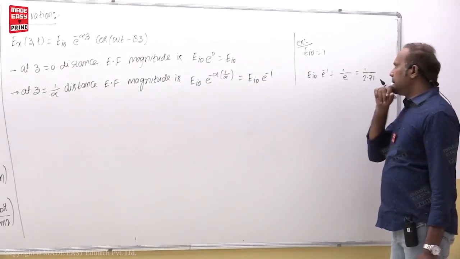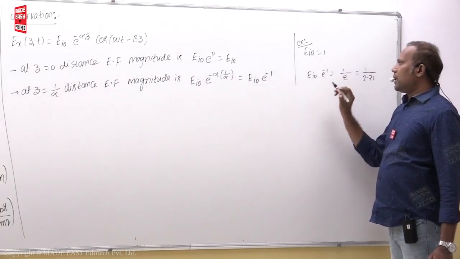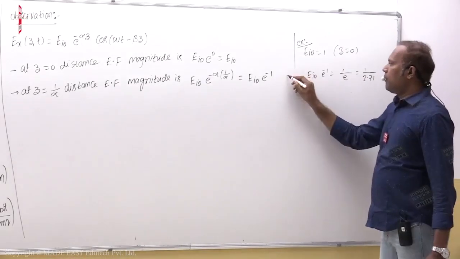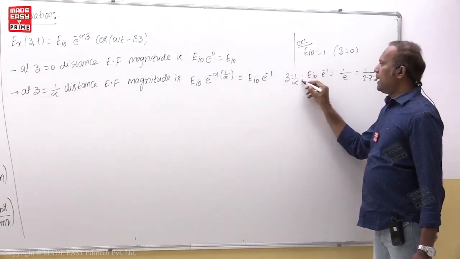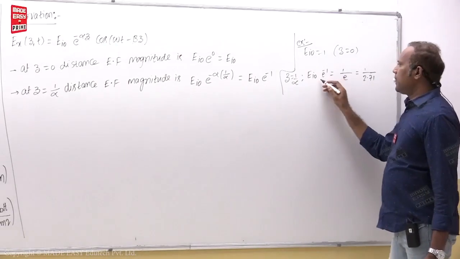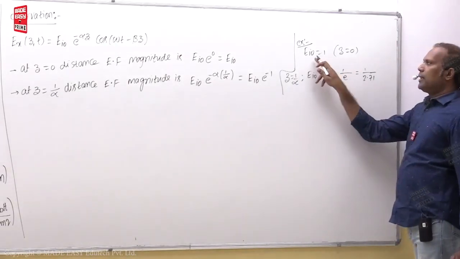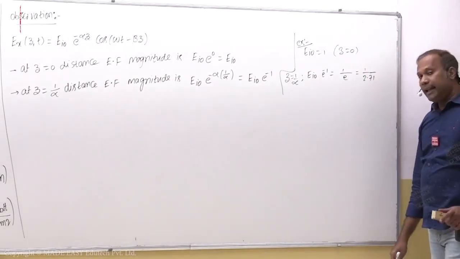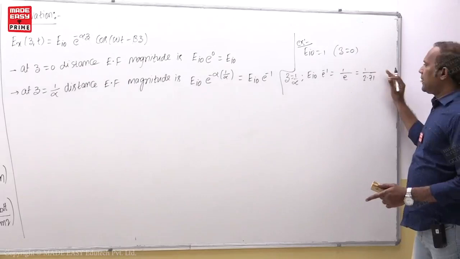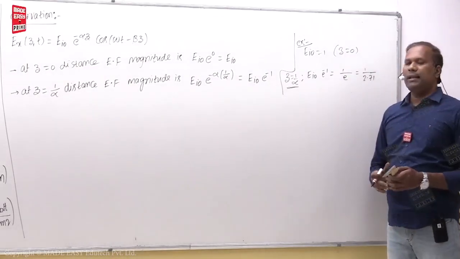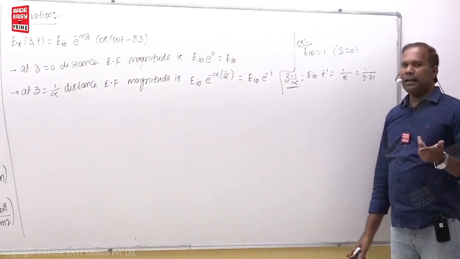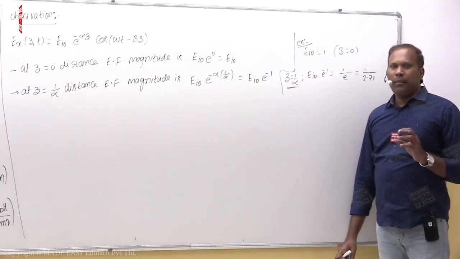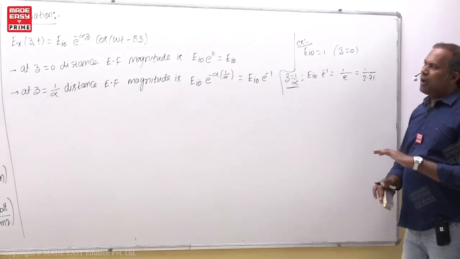So, dear students, for example, if we take E0 equal to 1, then this is at z equal to 0. When the wave travels z equal to 1 by alpha meters, that becomes E0 e power minus 1. If you take E0 as 1, then 1 by 2.71 becomes approximately 0.3. Then the electric field becomes 0.3 when the wave travels this much distance. But power is the electric field whole square. That means 0.3 square is 0.09. Almost power becomes 0. That means the wave vanishes.